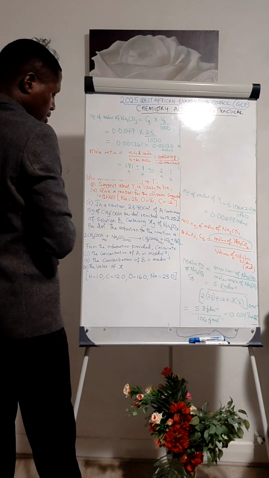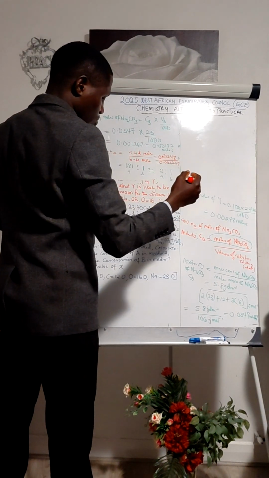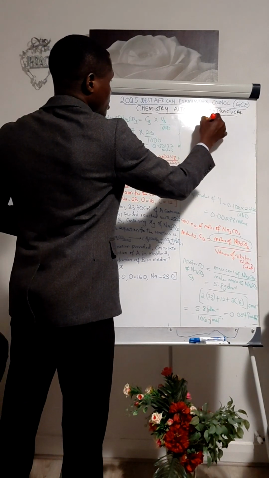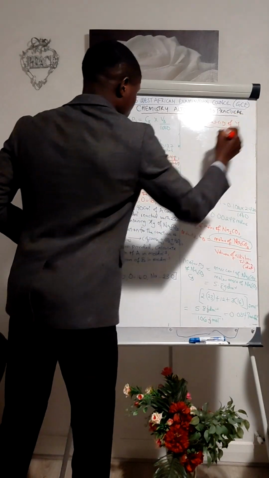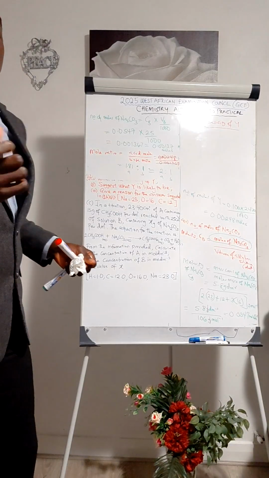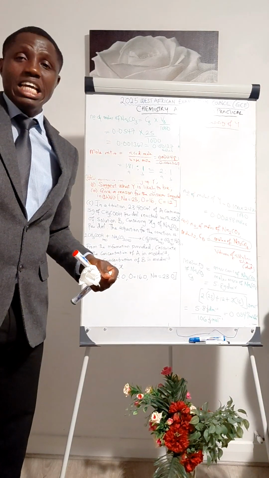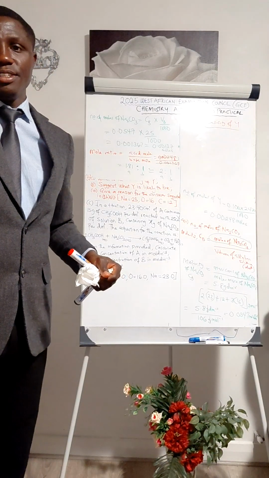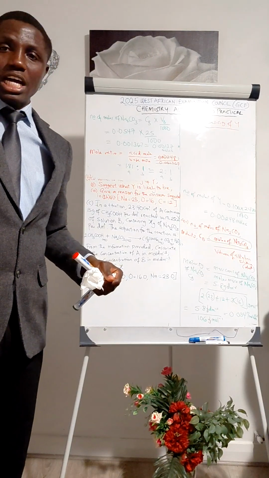So the question says, what is the basicity of Y? That's the question. What do you mean by basicity? Basicity of Y, which is an acid, is the number of replaceable hydrogen ions of the acid. Basicity of an acid is the number of replaceable hydrogen ions of that acid.